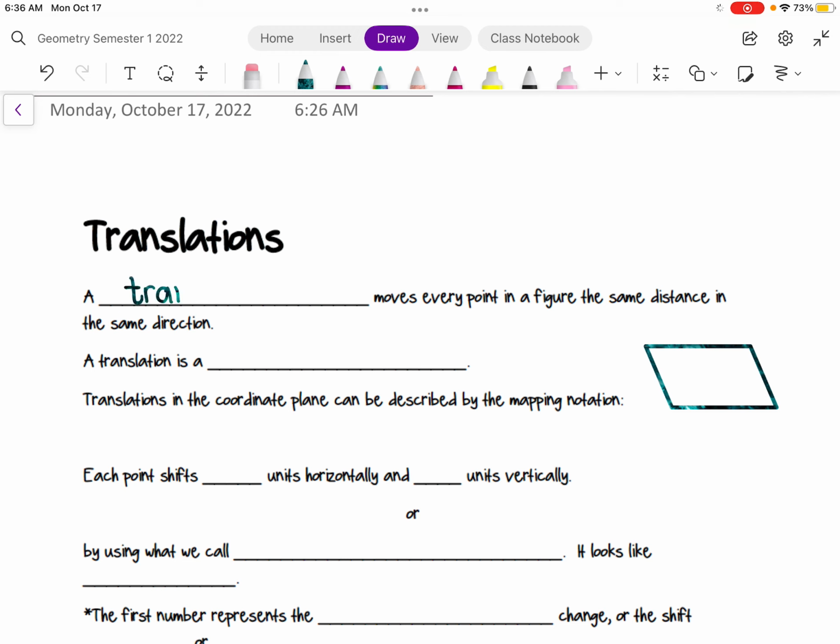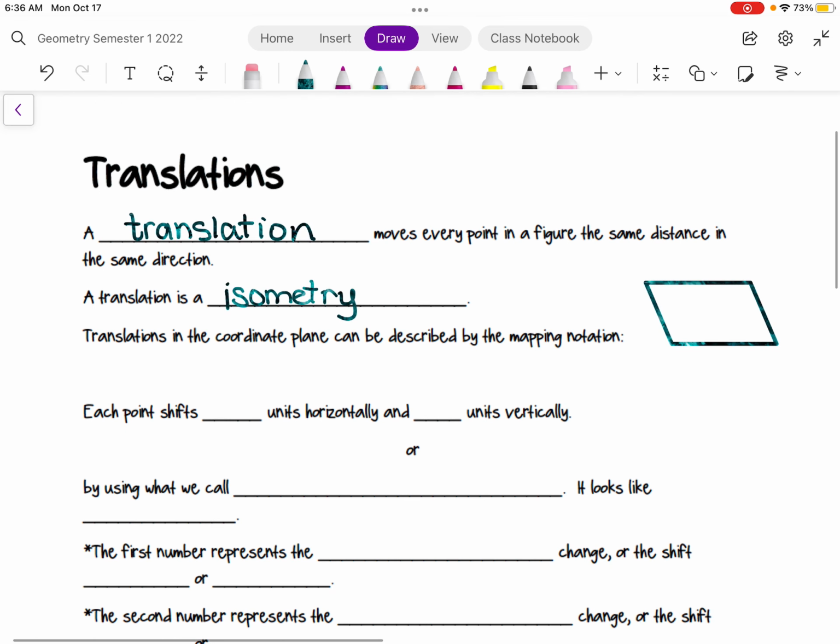So a translation moves every point in the figure the same distance in the same direction. That means since everything is the same distance, it is an isometry. That's exactly what that means, is that we're not warping that shape. We're not moving one of those points 2 and the other point 5. They're all moving the same length.